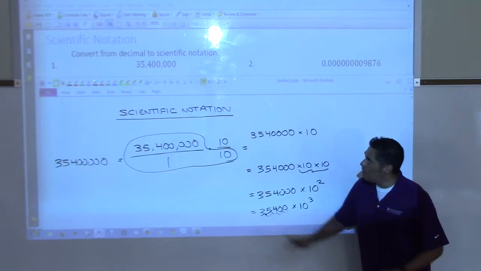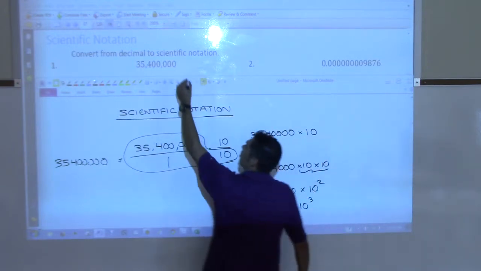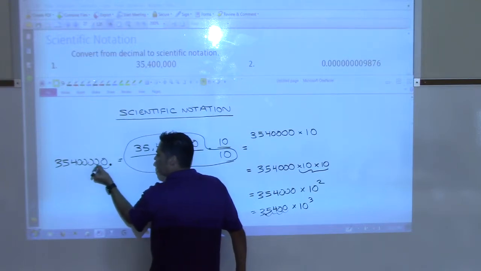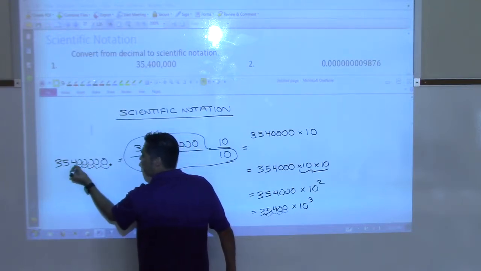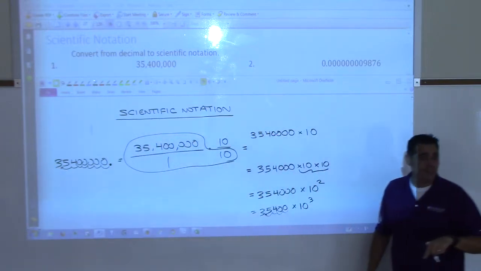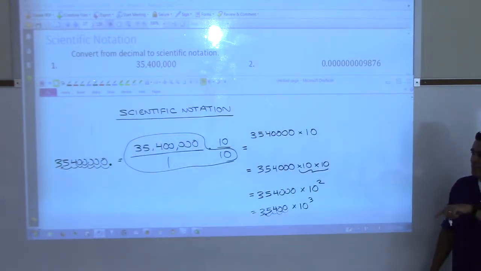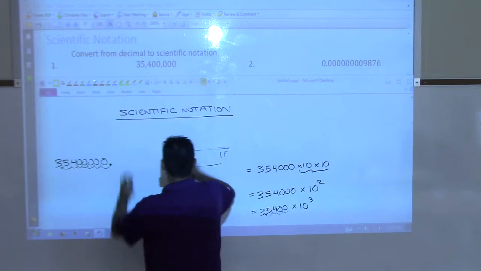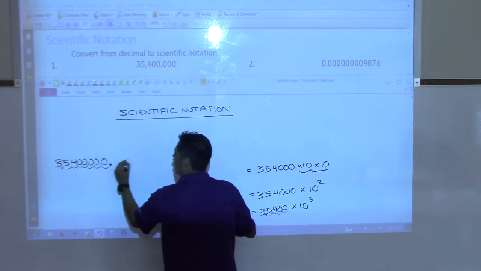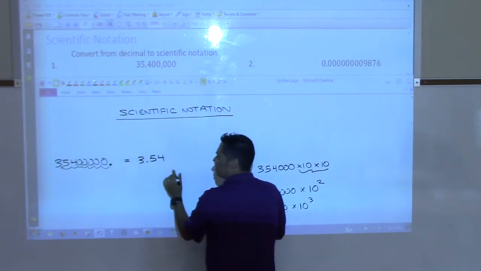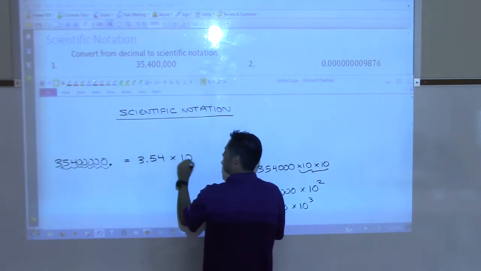So at the end of it all, if I wanted to move it over 1, 2, 3, 4, 5, 6, 7 times, right? Then I'm going to have to divide by 10 7 times and multiply by 10 7 times, right? So the way we can write this using a different notation, scientific notation, is to rewrite that as 3.54, and we don't need any more zeros, times 10 to the 7th.